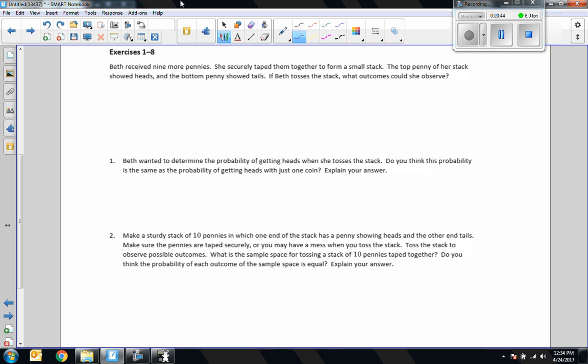So exercises 1 through 8. Beth received 9 more pennies. She securely taped them together to form a small stack. The top penny of her stack shows heads, and the bottom penny shows tails. If Beth tossed the stack, what outcome could she observe? The outcome she would observe is heads if it landed head side up, tails if it landed tail side up, but now we have a new one, and it could land on its side. So there are 3 possible outcomes now.